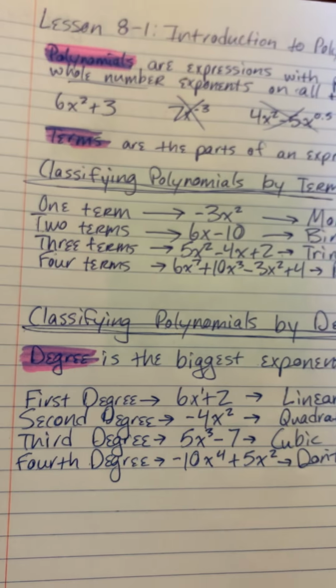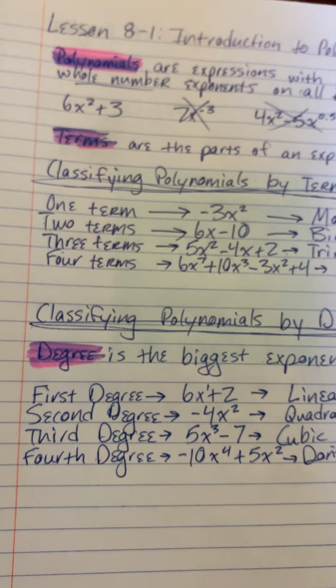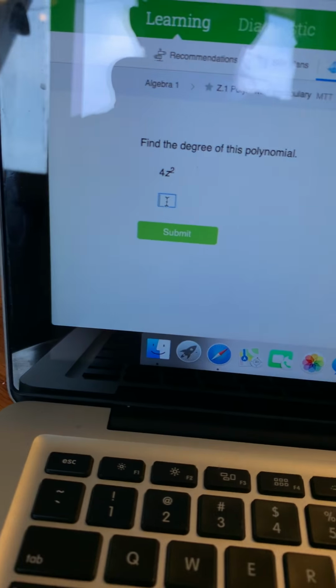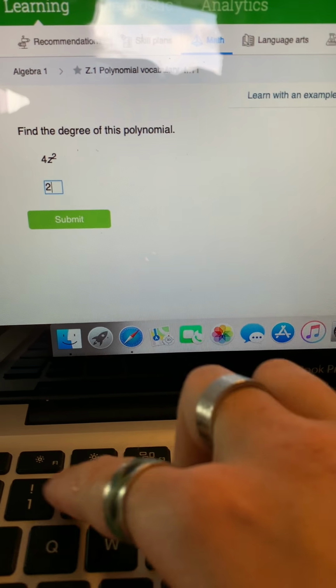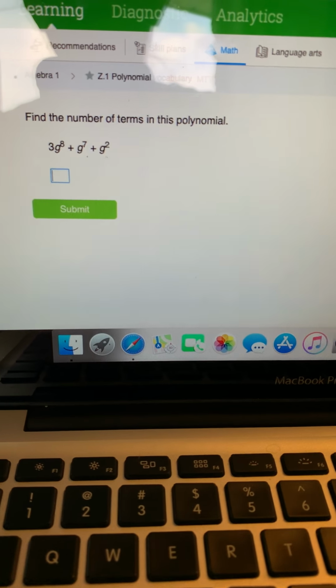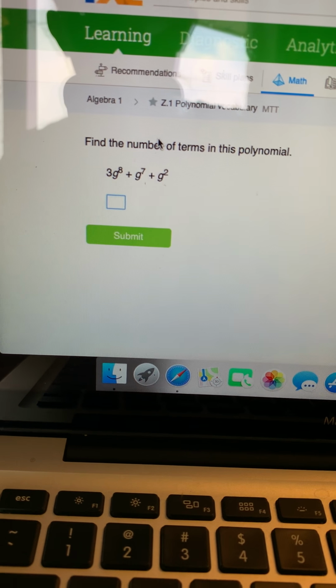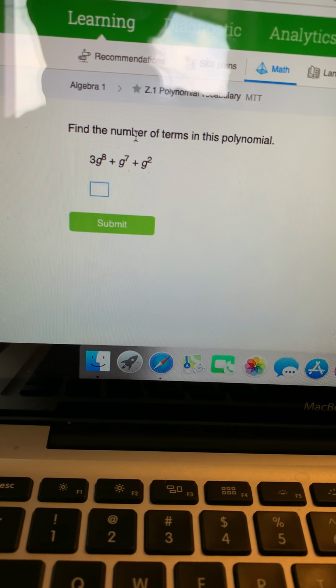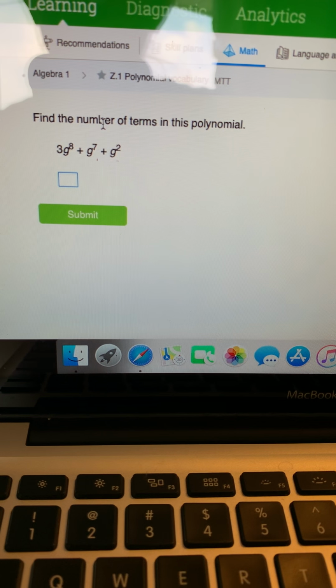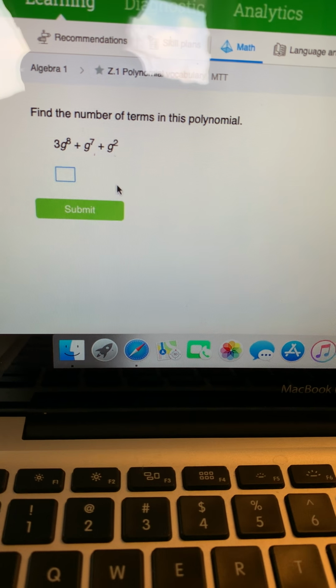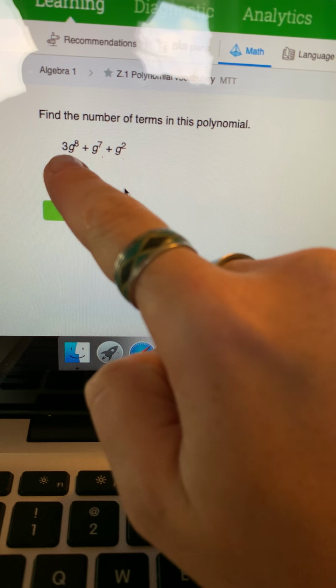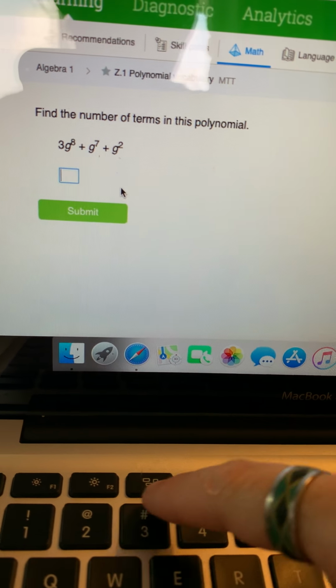So we're going to use that knowledge to look at this IXL really quick. Make sure you get started correctly. When you find the degree of the polynomial, degree is the biggest exponent. So that's all we need to look for. The biggest exponent is 2. That's the whole answer. This question is different for you people not reading the questions. It says find the number of terms in this polynomial. You're not going to put 8 because terms are the parts. There are 1, 2, 3 parts.